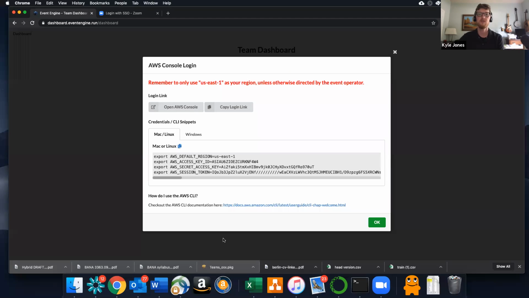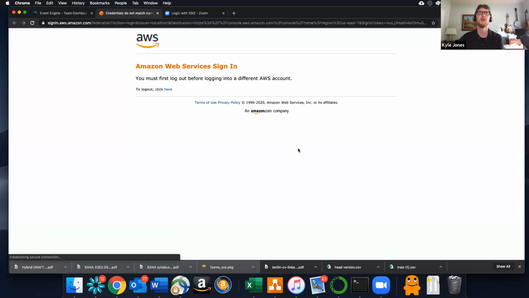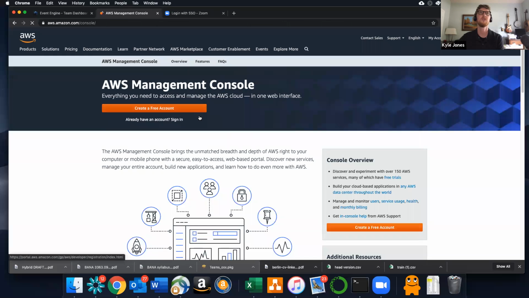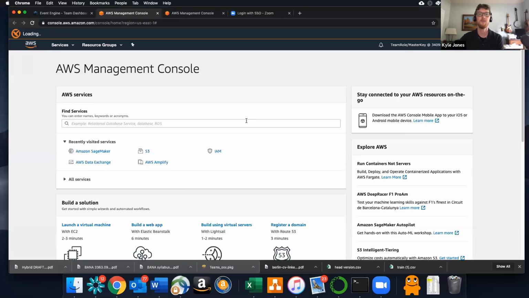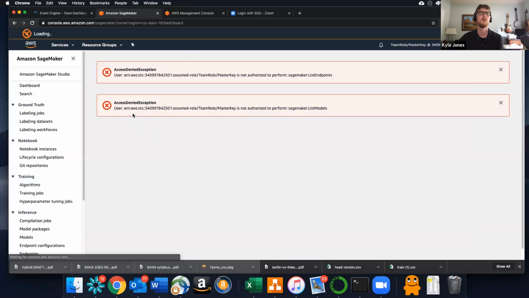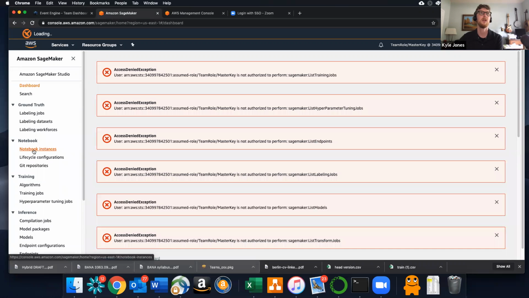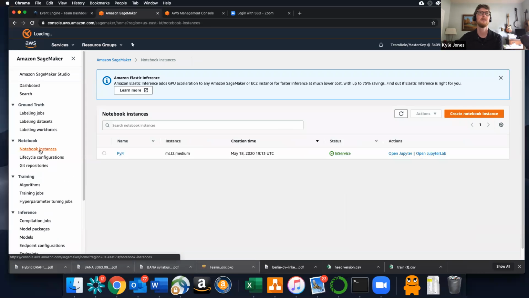All right, so like before, we'll have this little interface. We're going to open up our AWS console. You probably won't have this issue, but I was in another account earlier. I'll do that again. All right, so we'll open up SageMaker, and notebook instances. And once we get to here, we can open up Jupyter.